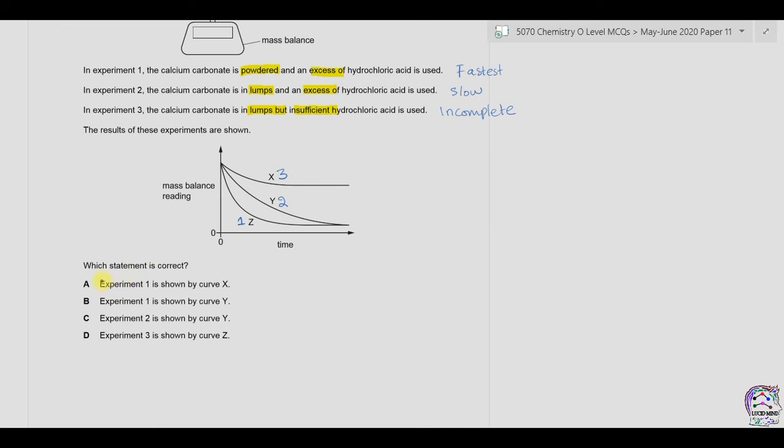Let's move toward the options. A says experiment 1 is shown by the curve X. No, it is wrong. B says experiment 1 is shown by the curve Y. It is also incorrect. C says experiment 2 is shown by the curve Y. This one is correct. D says experiment 3 is shown by the curve Z. This is incorrect. So the answer is C.